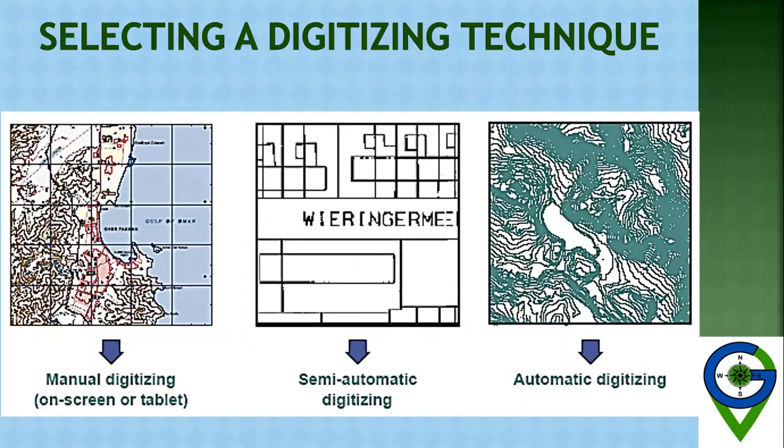So selecting a digitizing technique depends upon the purpose and upon the cost also. So manual digitizing is done on screen or tablet, then semi-automatic digitizing and automatic digitizing. So these are the 3 main techniques of digitizing.